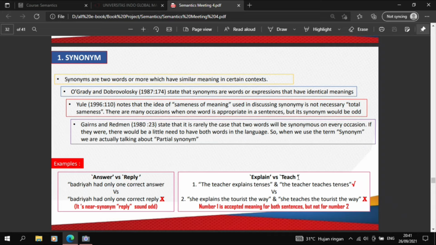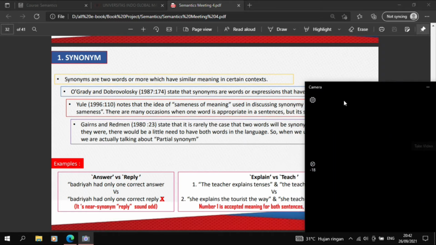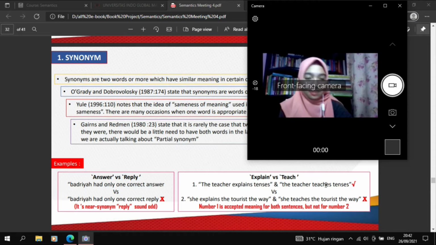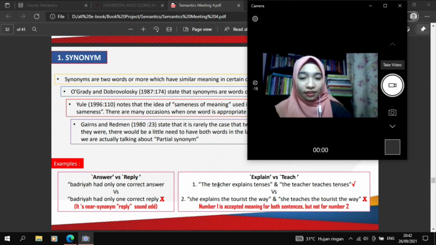Now, how about explain and teach? Explain and teach are synonyms, but of course only partial synonyms. See, for example, the teacher explains tenses and the teacher teaches tenses. Of course, that's very different, right? So explain versus teach. The teacher explains tenses, the teacher teaches tenses. You can understand both of them.